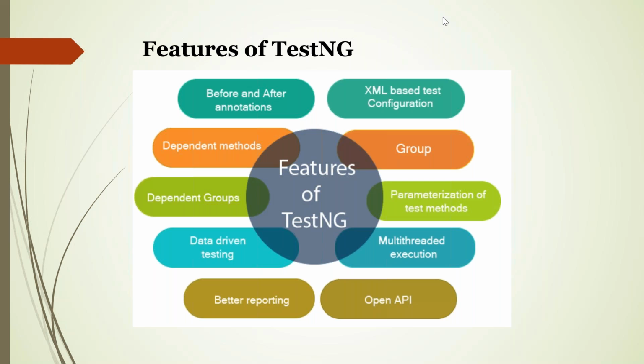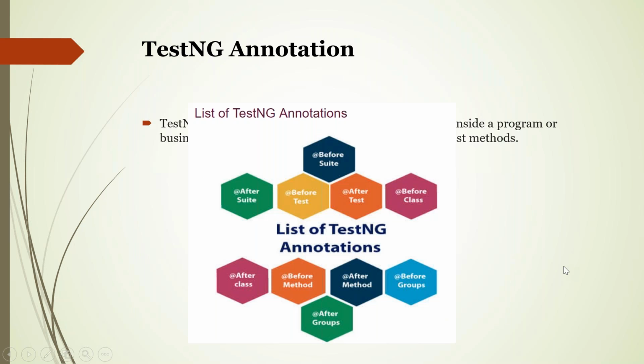So these are all the features of TestNG. We have to see them one by one. Now, the list of TestNG annotations. In this we will have a certain sequence here. I can't use before test, after test, and like before suite, in any random order. So we have a certain sequence.